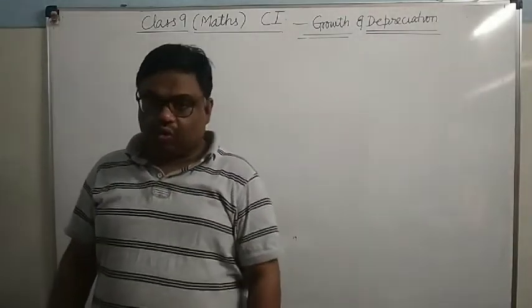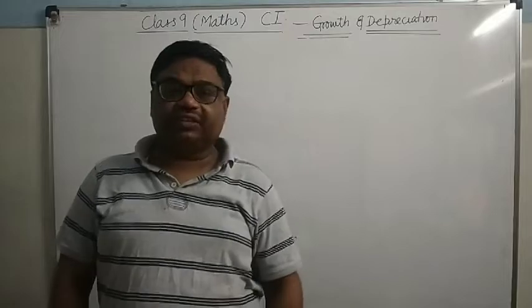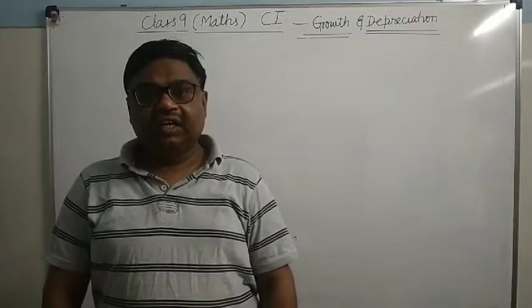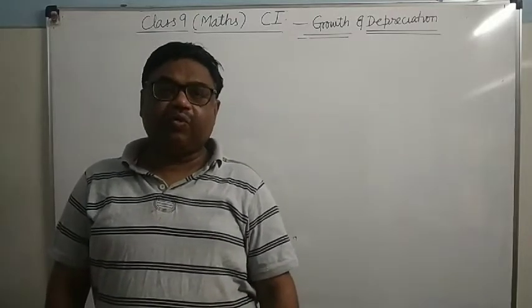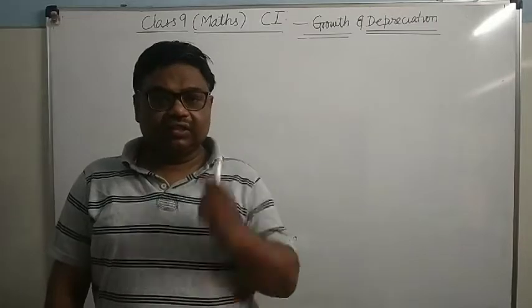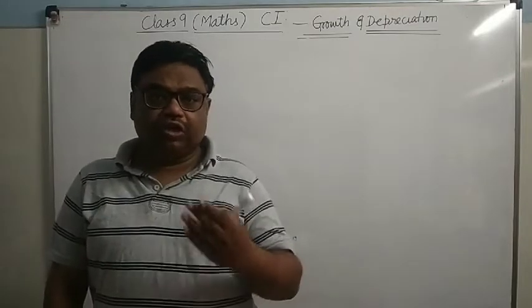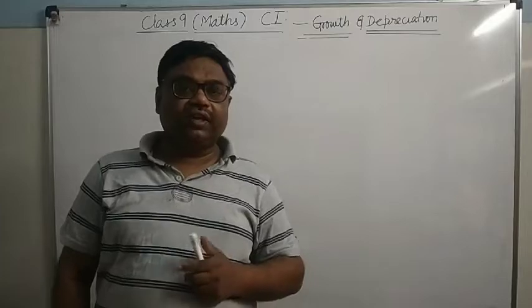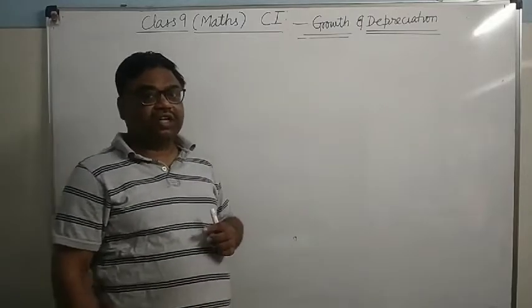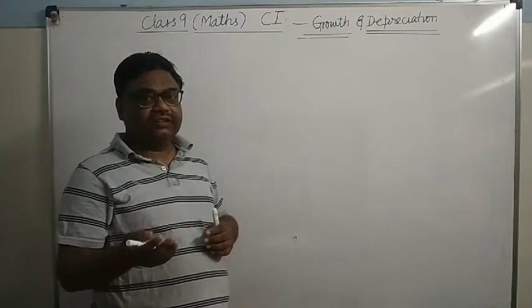Growth means increase, depreciation means decrease. Now if this growth and depreciation take place at a constant rate, in a compound, cumulative way, then how will you find the cost of any vehicle after any years?